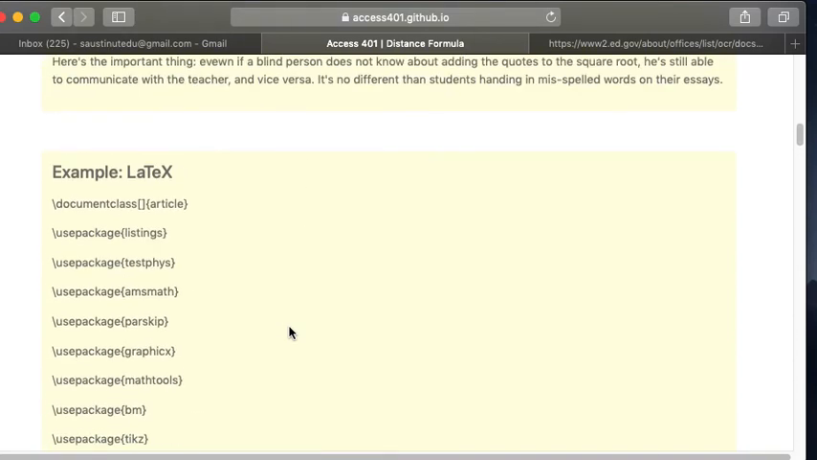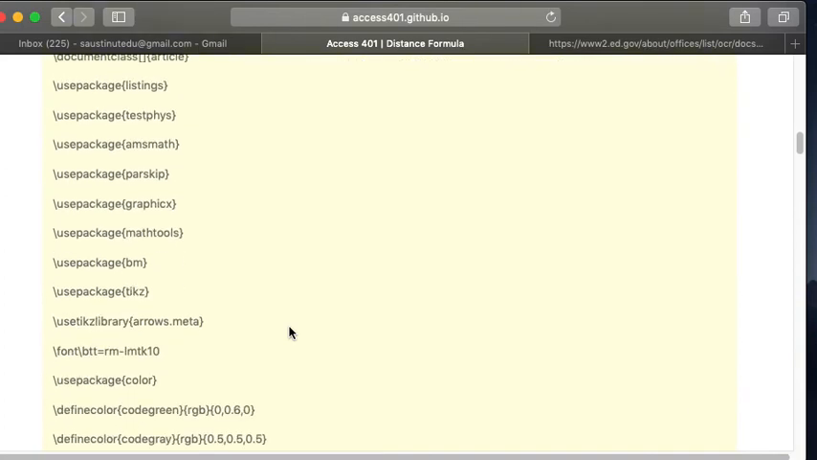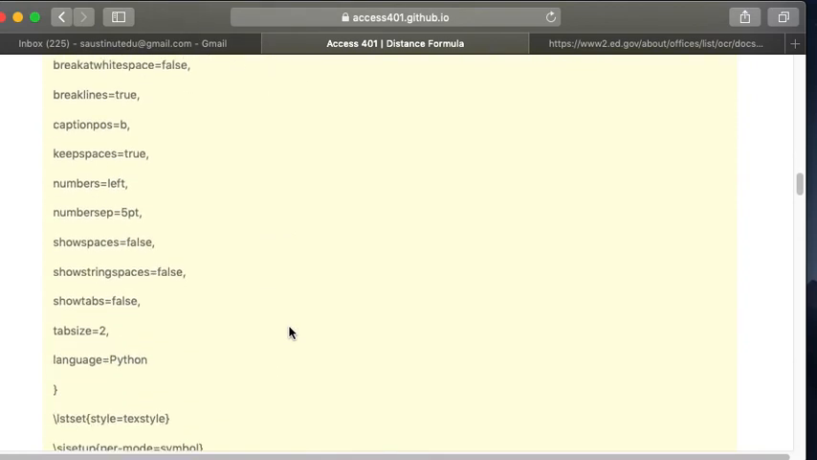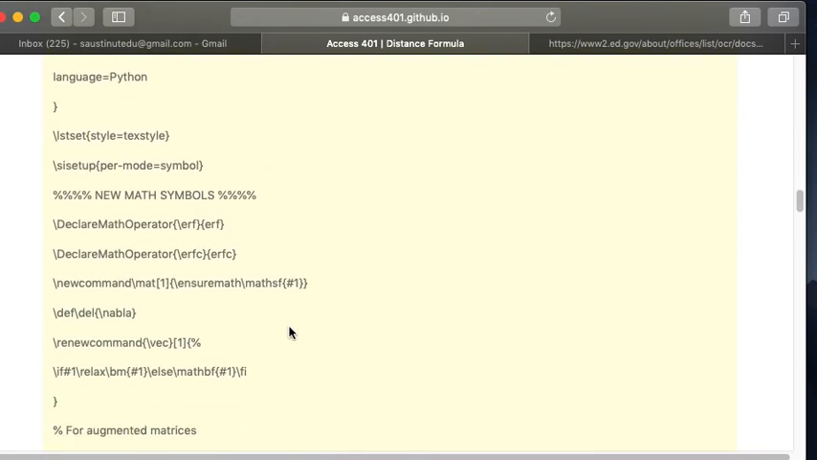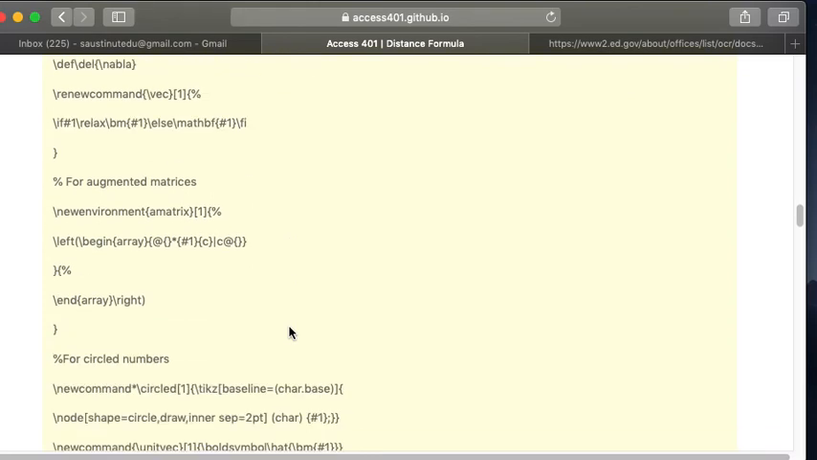If I plug this into a screen reader, the screen reader will read: document class article, use package listings, use package test phys, use package MS Smith, use package birth kit, use package graphics, and just continue on and on. And actually, this is one of my documents.